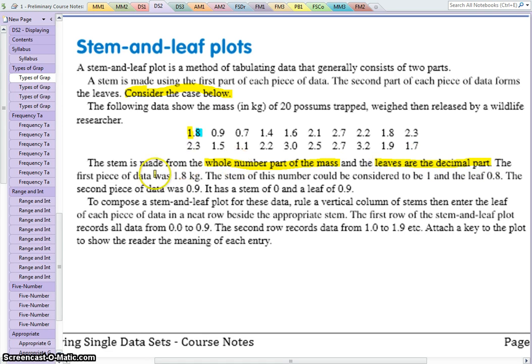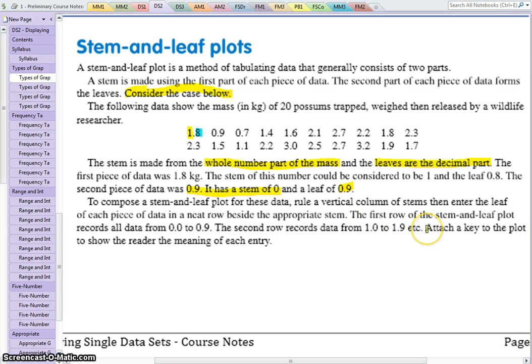Okay, so the first piece of data was 1.8. The stem of this number can be considered to be 1, and the leaf 0.8. The second piece of data was 0.9, so it has a stem of 0 and a leaf of 0.9. It makes pretty much perfect sense once you see it. To compose a stem and leaf plot for this data, rule the vertical column, and so on. I think the easiest point is to just do it.